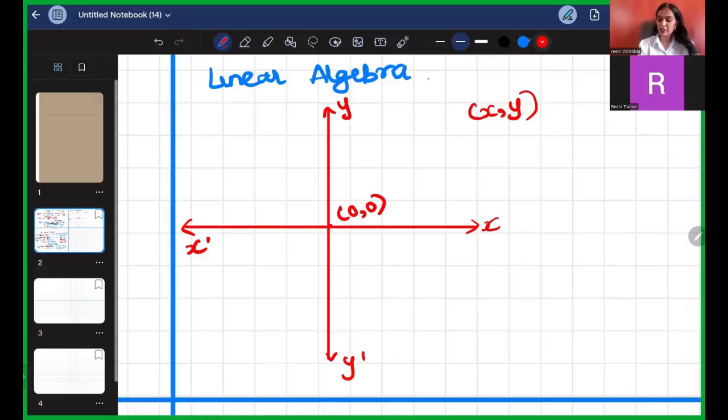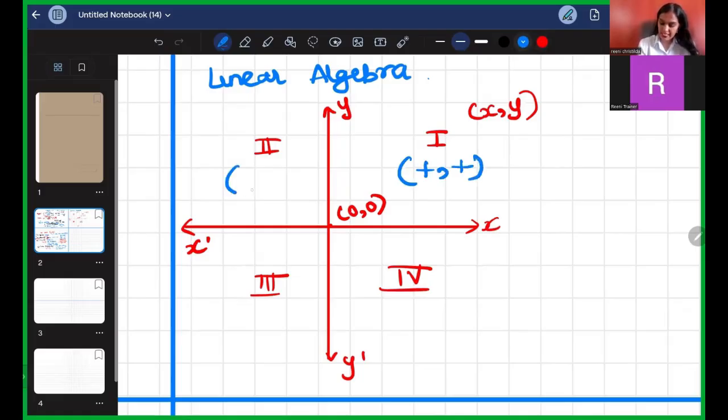So we have four different quadrants: the first quadrant, second, third, and fourth. In the first quadrant, both x and y are positive. In the second quadrant, x is negative, y is positive. In the third quadrant, both x and y are negative. And in the fourth quadrant, x is positive and y is negative, right?